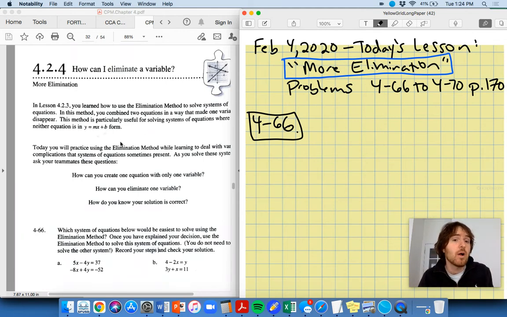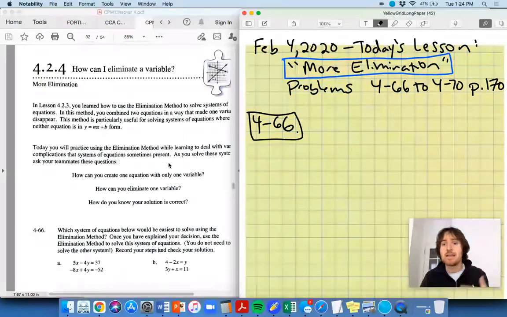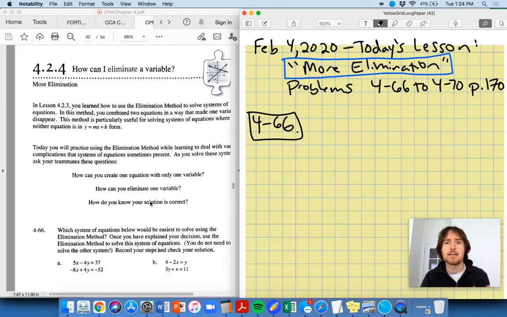Okay, so you're welcome to read this up here on top all by yourself. Not really any reason why we need to read it together. We're just going to do the same thing with systems, creating one equation with only one variable, eliminating one variable. How do we know the solution is correct? It's a little bit more complex elimination stuff than we've done, because you guys are a bit above where this section thinks you are right now. So anyways, let's take a look at this here.